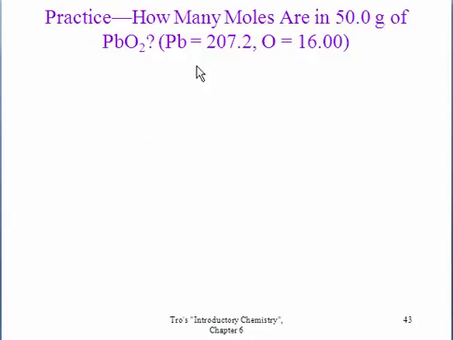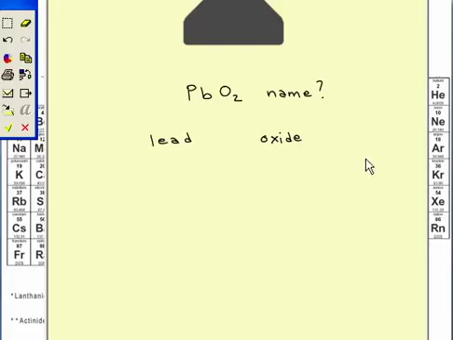Now pause the lecture and see if you can answer this question. Also see if you can name this compound, and they're kind enough to actually give you the mass of lead and oxygen. You just have to put in the correct units here. So I asked you to see if you could figure out what the name of this is.